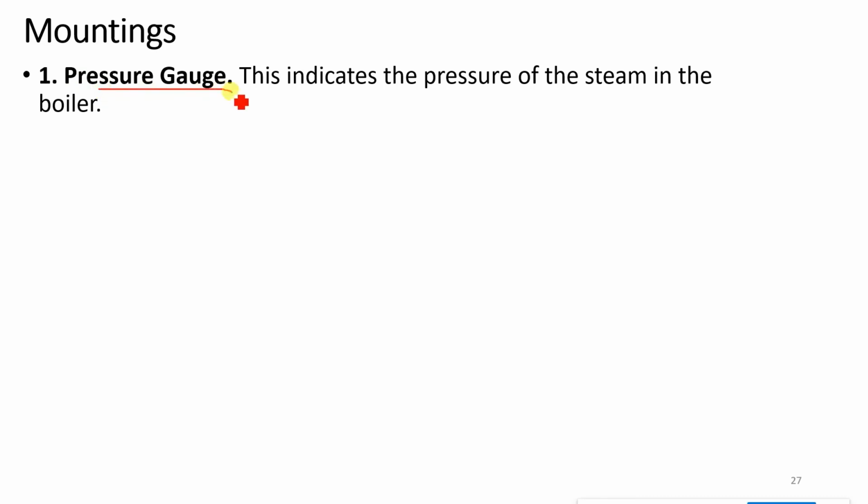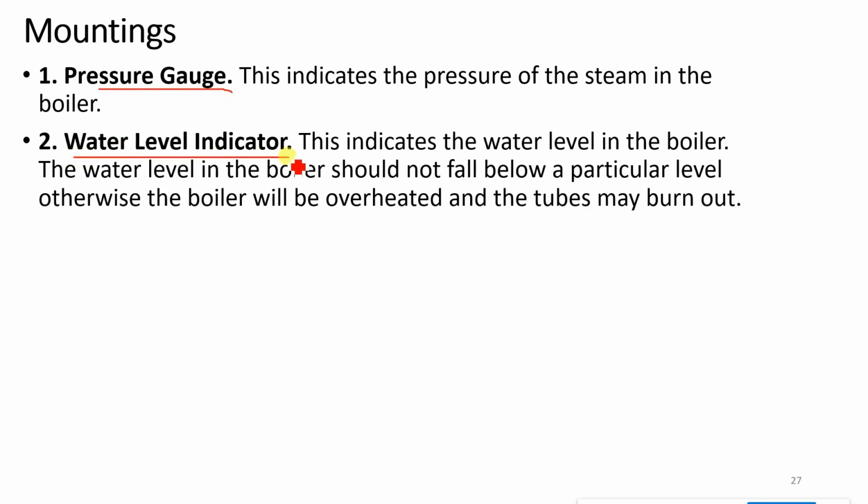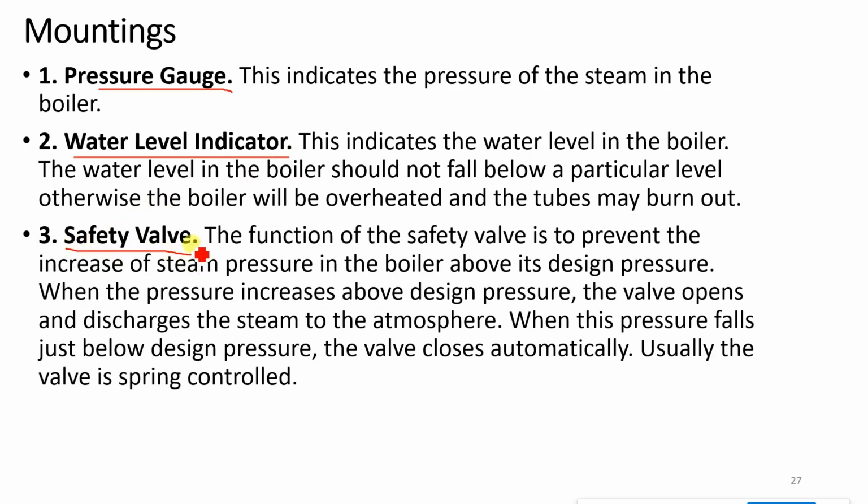Then the mountings: the pressure gauge is used to check the pressure of the steam. The water level indicator is used to check the water level in the boiler. Safety valve, as I told you, is of different types. Here a deadweight safety valve is provided. You might have seen a deadweight safety valve in your pressure cooker also. The safety valve is provided for safety when the steam pressure is very high and the boiler is about to burst. It is designed so that above the working pressure it opens and exhausts the steam, preventing damage to the boiler.